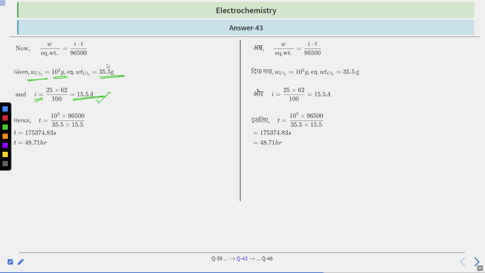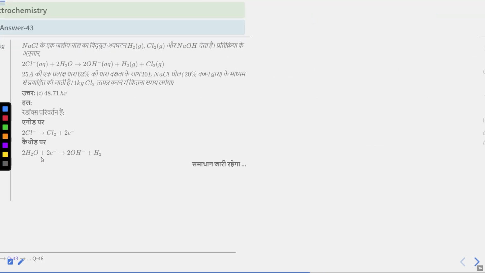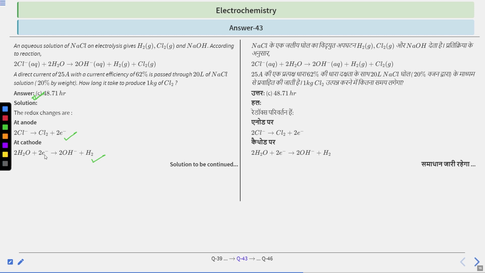Okay, so we have the I value, we have the equivalent weight value, we have the weight value. We just put it in this equation. So T, time, we have to find out. So it will be 10 to the power 3 times 96500 divided by the equivalent weight times the current. On solving, it is coming out as this much in seconds, and we convert it into hour. So T is equal to 48.71 hour. How do we do it? From the seconds we divide by 3600, 60 times 60, and it will convert into hour. Okay, so thus our option C is the correct answer.